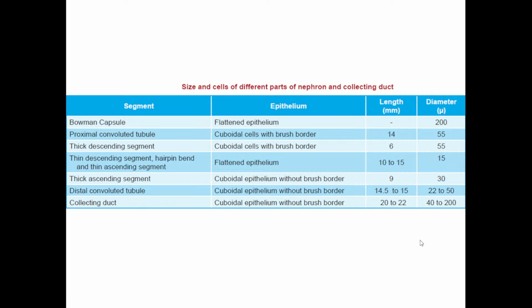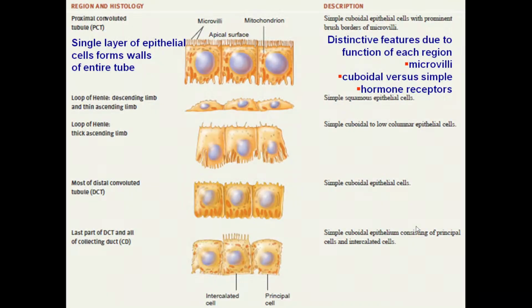And another thing which we need to revise is the type of cells in different parts of the nephron and collecting ducts. So here you have, as a reminder, a small summary of histology and types of epithelia present. Why do you need to revise that? Because the structure of the epithelial cells will determine the function of that particular area and location. For example, in the proximal convoluted tubule, you have a single layer of epithelial cells, which will have microvilli on their apical surface. And microvilli increase the surface area for reabsorption.